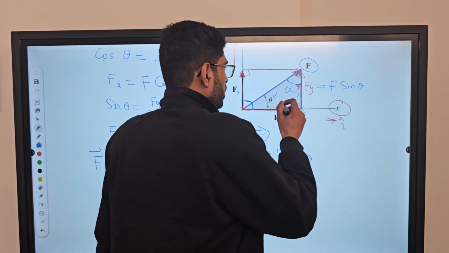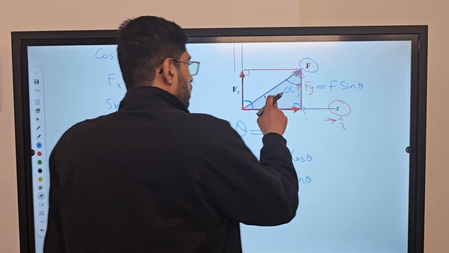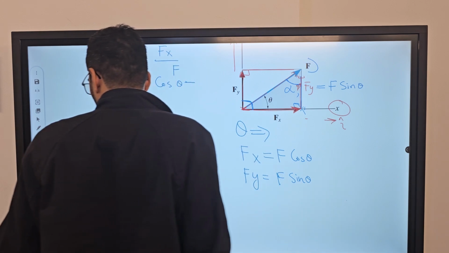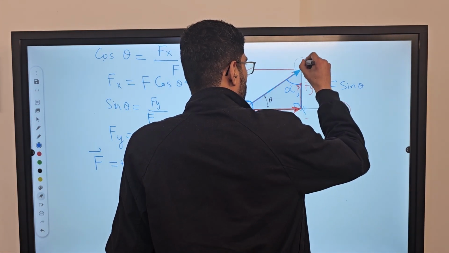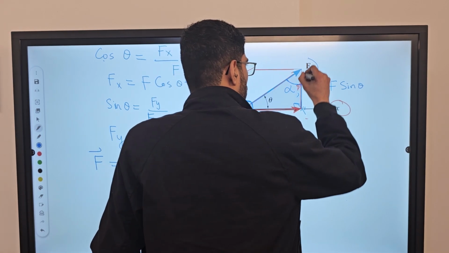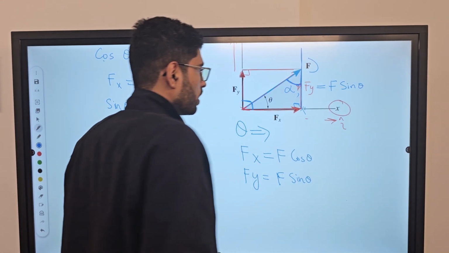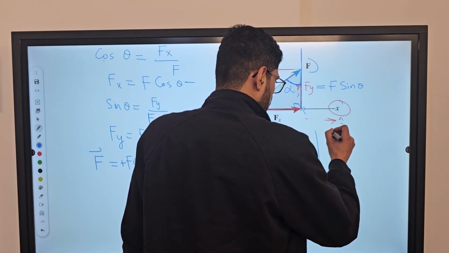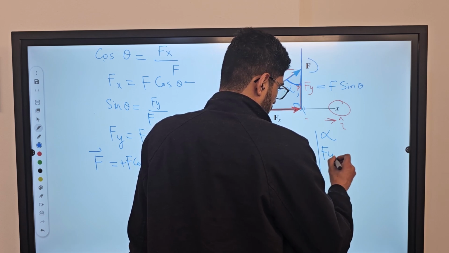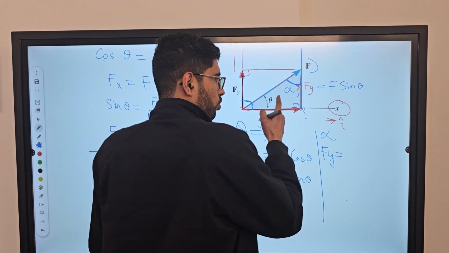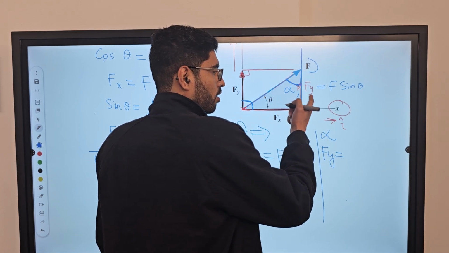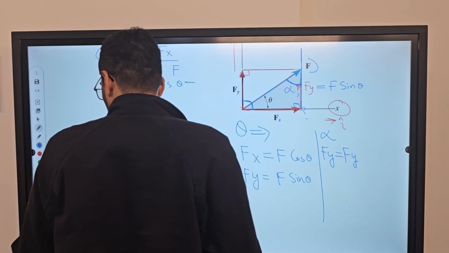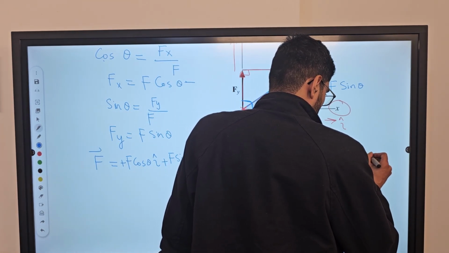But now if we are given the angle along the y-axis, or the angle with the f of y component, let's say this angle alpha, then for angle alpha, f of y is the cos component. Since this force f is now making angle alpha with f of y, f of y will be f cos of alpha.